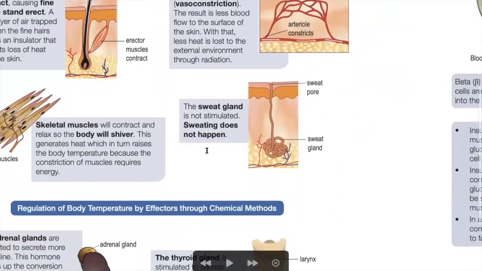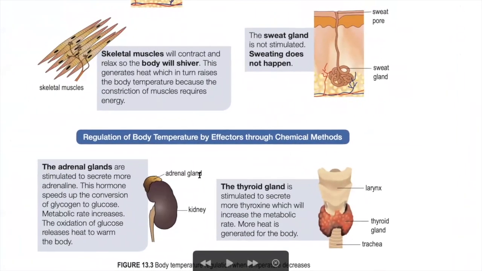Okay, enough with the physical method. Now we go for the chemical method. So for the adrenal gland, they are stimulated to secrete more adrenaline. So when adrenaline hormone is more secreted, this will speed up the conversion of glycogen into glucose. Why? Because this glucose will be used for metabolic reaction. So more heat energy can be produced. Why? To release heat to warm the body. And then for the thyroid gland, they will secrete more thyroxine to increase metabolic rate. So more heat energy will be generated to warm the body.